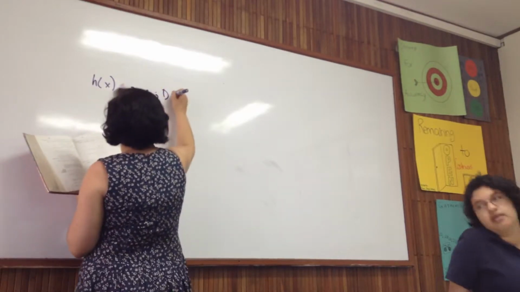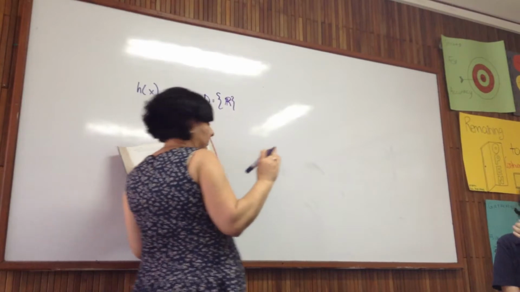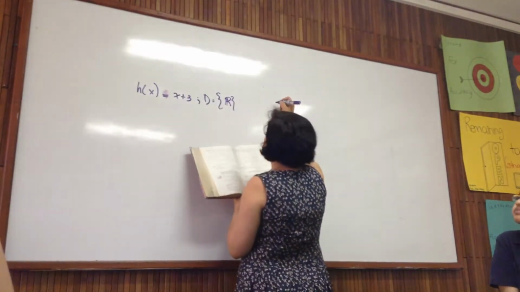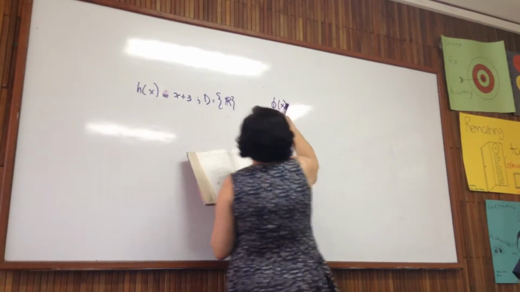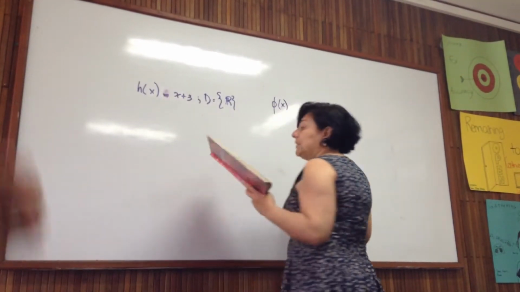And the domain for this one will be Reals. So now I've added more information. That is a Greek letter, it's phi. We already talked about phi the other day. No, this is phi.